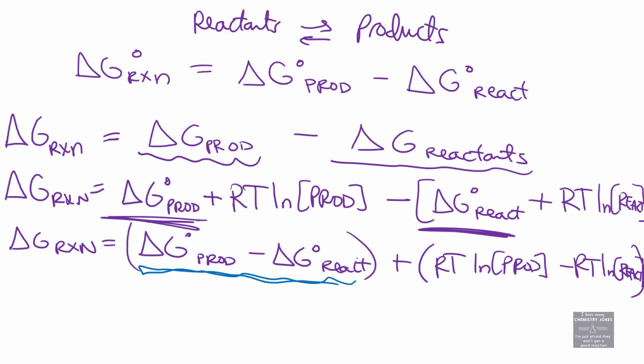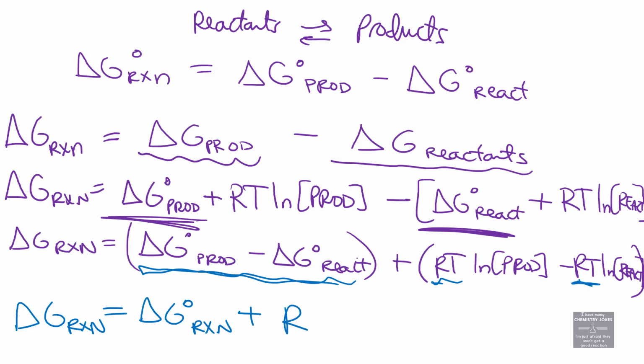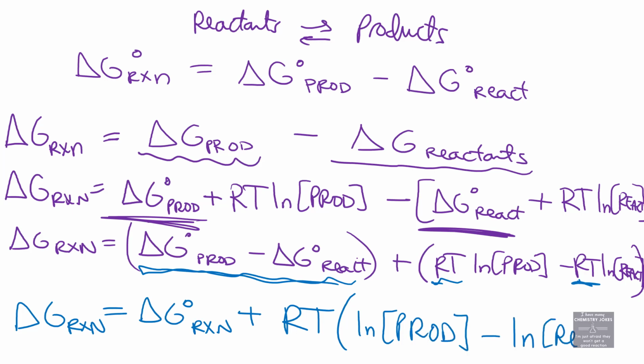Well, this products minus reactants, when it's both standard, that's delta G standard of the whole reaction, right? Delta G of the reaction, non-standard, is equal to delta G standard of the reaction, plus, what if I factor out an RT? RT ln of products minus ln of reactants. We're almost home free. Products minus reactants as ln's. An ln rule that you may not remember, a natural log rule, is if you subtract logarithms, it's like doing a division of the same logarithm.